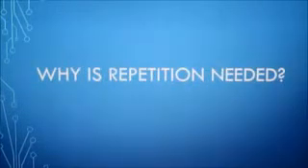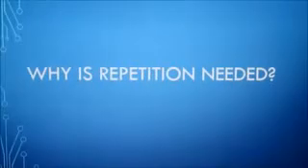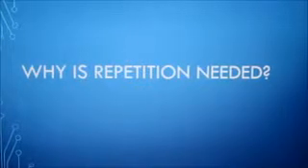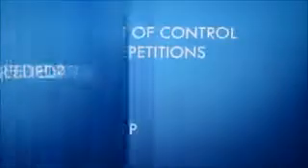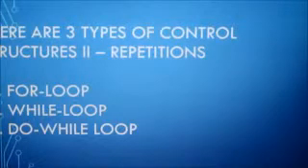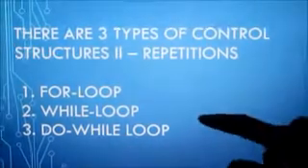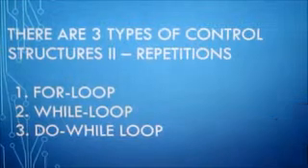Why is repetition needed? Repetition is needed because there are many situations in which the same statements need to be executed several times. For example, formulas used to find average grades for students in a class. There are three types of control structure repetitions: the for loop, the while loop, and the do-while loop.